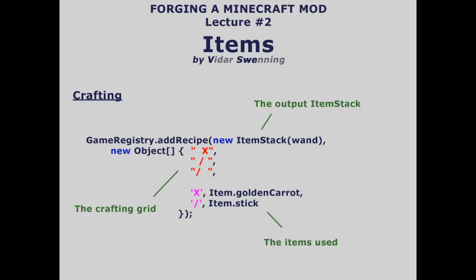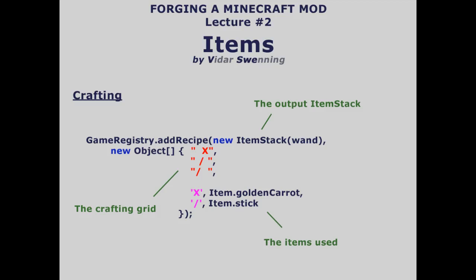And after that, we need to create the crafting grid, and use spaces for unknown or blank things, and just use other characters for the different objects you want. And then afterwards, you need to specify what these different characters are. So we have an X there, and then Item.golden_carrot, which means that every X in that grid means that we want a golden carrot there.